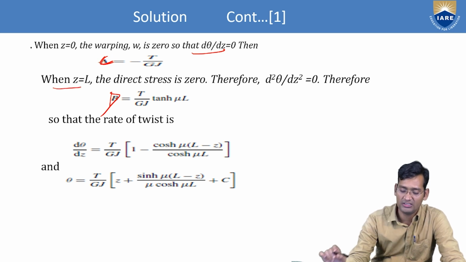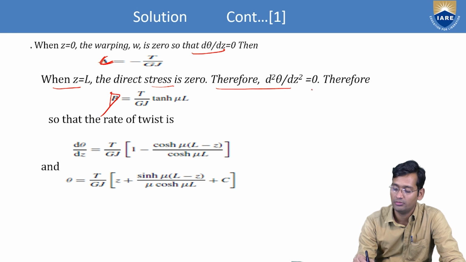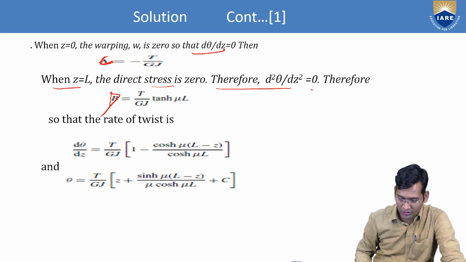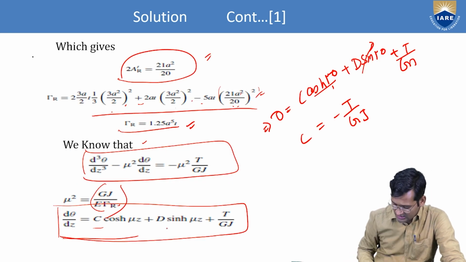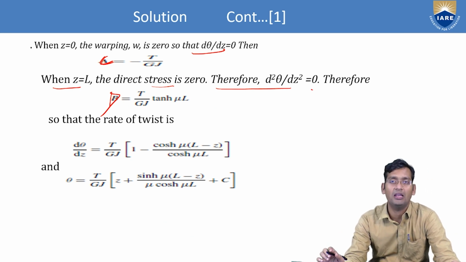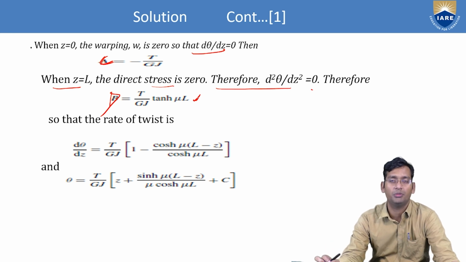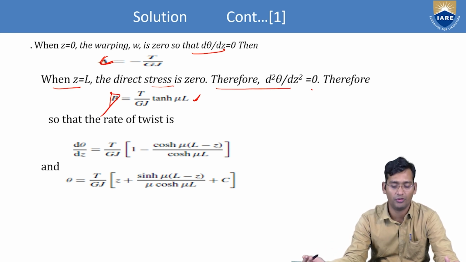Now the second condition: when z is equal to L, the direct stress is 0. Therefore d2 theta by dz square is 0. Therefore after substituting that, what happened? We will get the value of d as t by gj tan mu L, or tan h mu L. In a similar way we already found this in the previous equation also, so you can refer to that also.